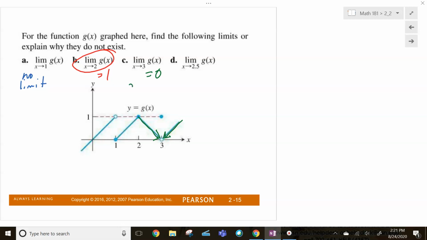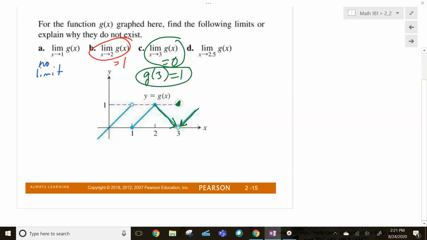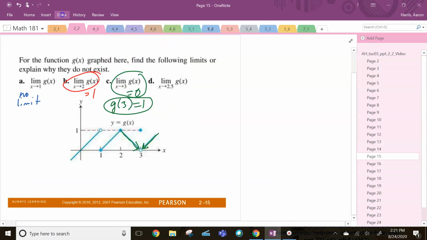And finally, now, what's the functional value, by the way? What's g of 3? G of 3 is defined right there. It equals 1. So the limit's 0, but the functional value is 1 because it's defined right there. Okay? Now let's do this last one here.